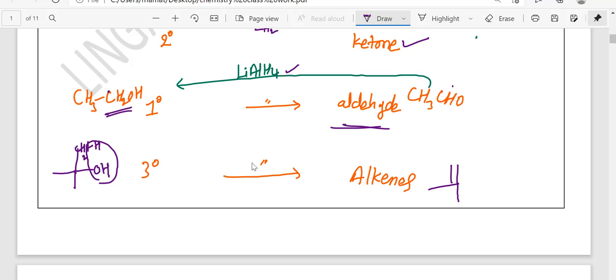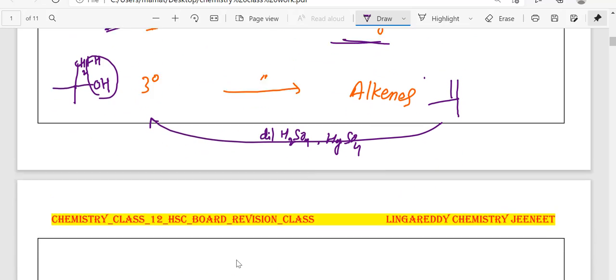From this alkene, if you want alcohol, you can do just addition of water by using dilute H2SO4 plus HgSO4. Then you will get the same product. Okay, these are the reagents.